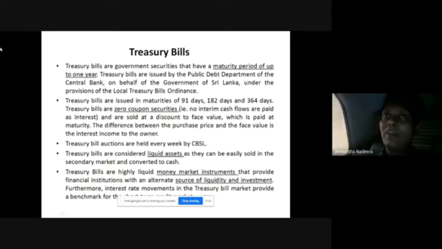But if you have 5 million or more, you can tell one of these primary dealers before the auction, put my 5 million at 4.75. Can you say that? Yes, you can. What's the threshold limit? 5 million rupees. It is available in the advertisement, which I'm going to show you next week.